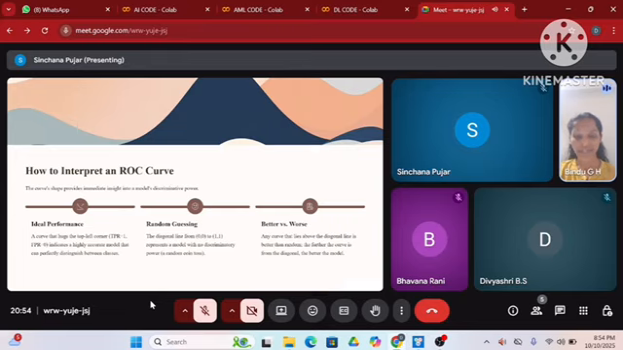Next, random guessing. The diagonal line from 0,0 to 1,1 represents a random model with no predictive ability, like flipping a coin. The area under this line, AUC, is 0.5. Better versus worse model. A curve above the diagonal represents a model better than random. The further above the diagonal, the better the model performance. A curve below the diagonal indicates a model performing worse than random. Next, we'll continue by Sinchana.